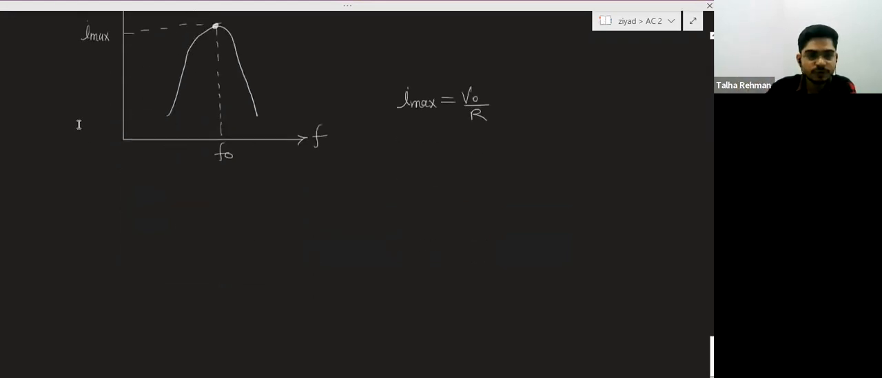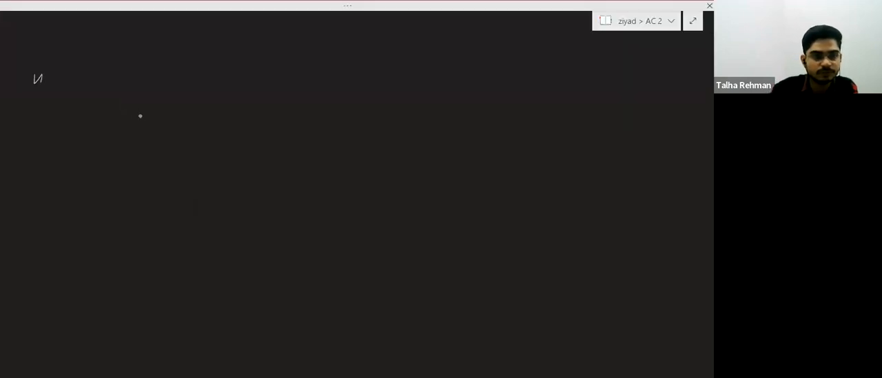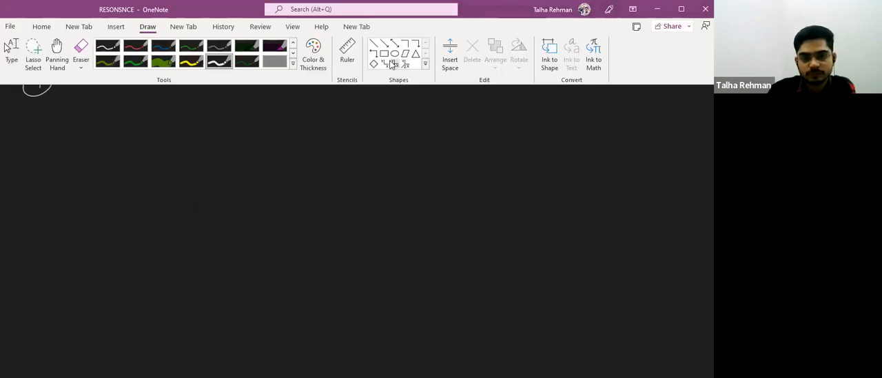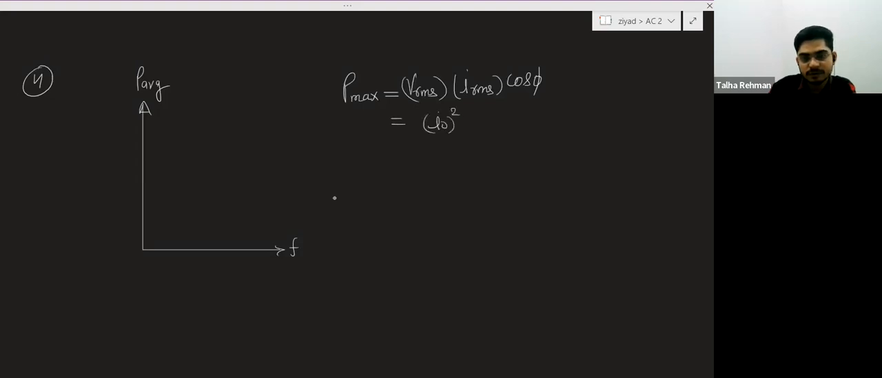So there is one more graph, if you want to draw a graph between the average power and the frequency. So this is graph number 4, the graph between the average power versus frequency. This will also be like this, because maximum power is given by VRMS into IRMS into cos phi, and this can be modified to I naught square max into R by 2.